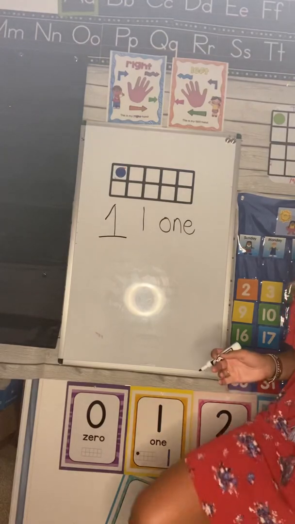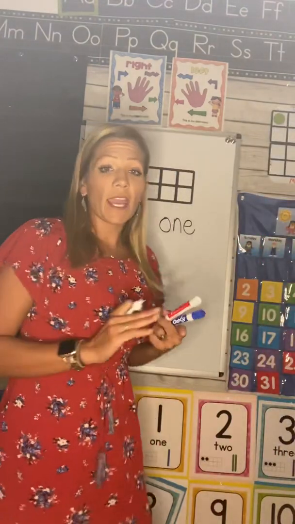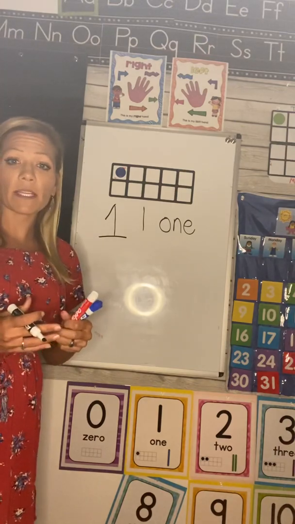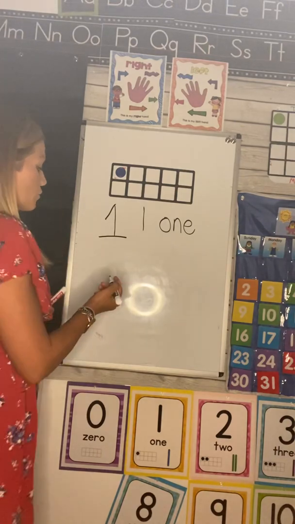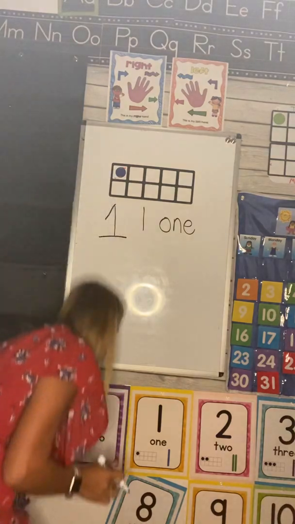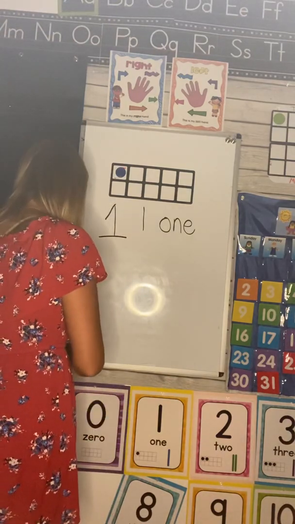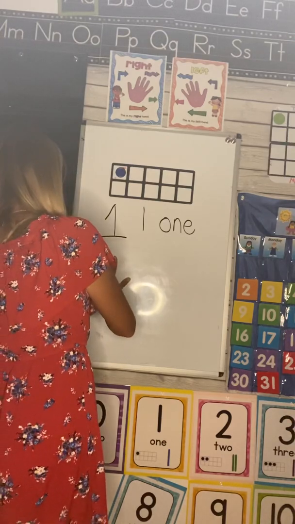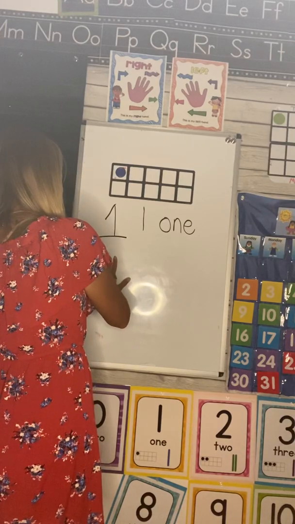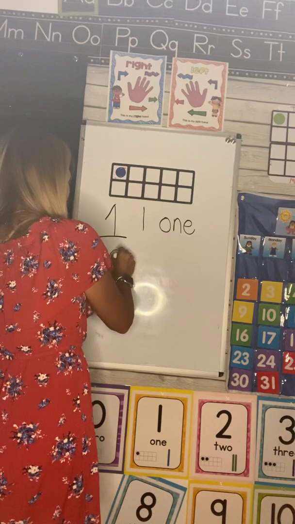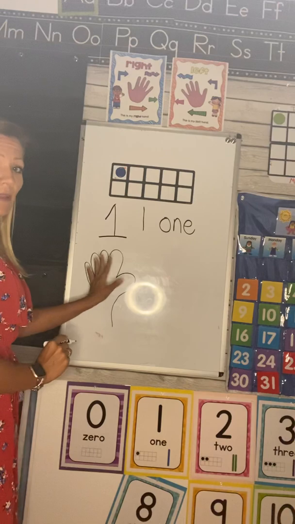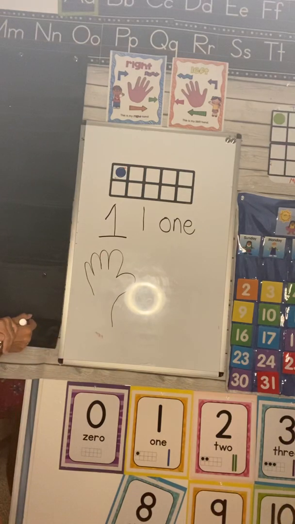Also, if I wanted to count, there are different ways that I could count my number 1. I could use my hand to count my number 1. I've seen some people trace their hand to help count. So you could trace your hand like this, and that would be 5 fingers.